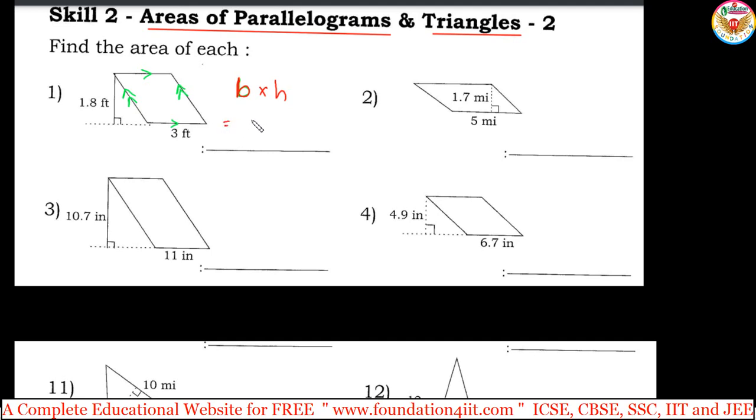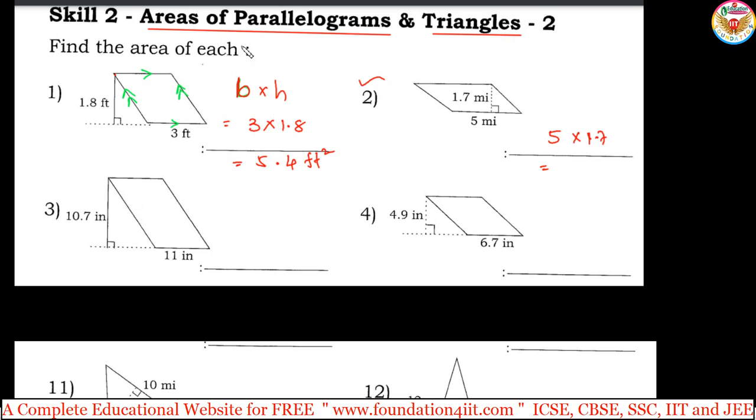Now in this problem, base is 3 feet, and the perpendicular height to the opposite side is 1.8. You can multiply, and the answer will come in square feet. So 1.8 into 3 is 5.4, 5.4 square feet. Base into height, same diagram. Now base is 5, height is 1.7. You can multiply, and the answer will come in square miles.